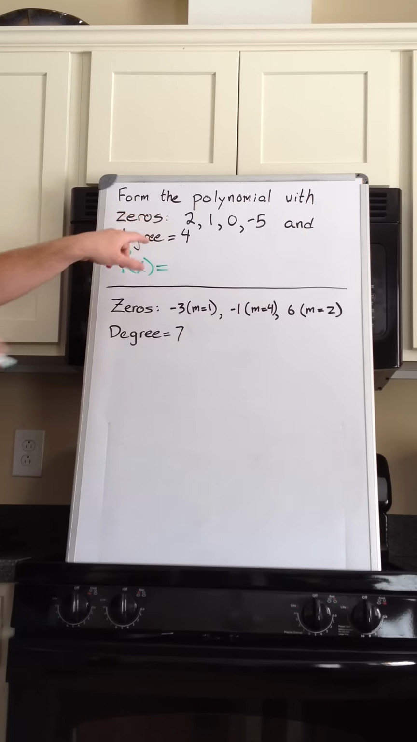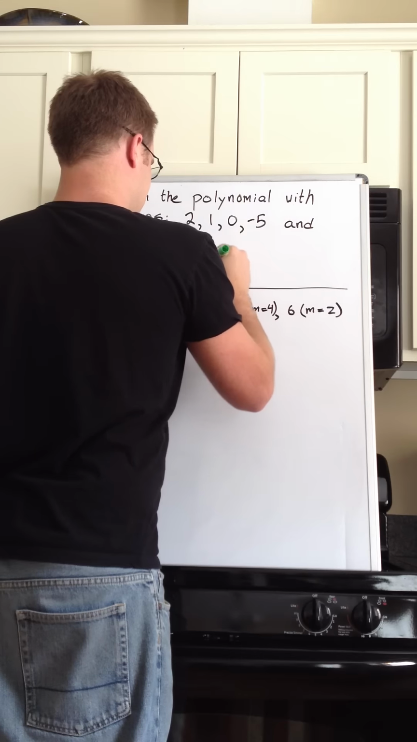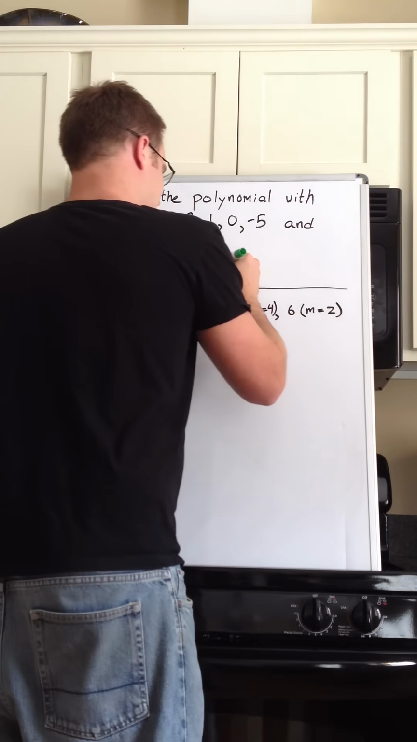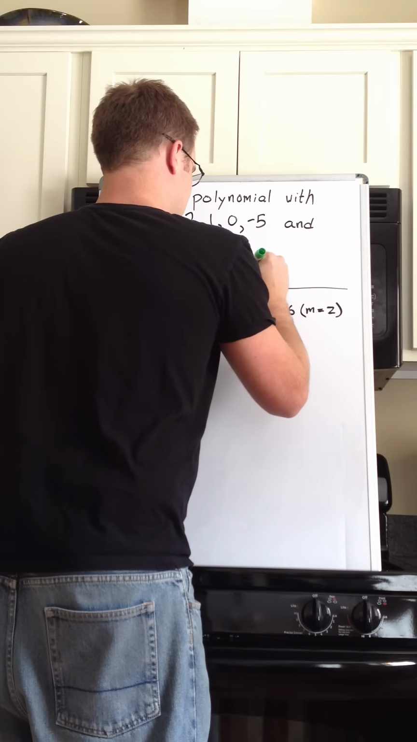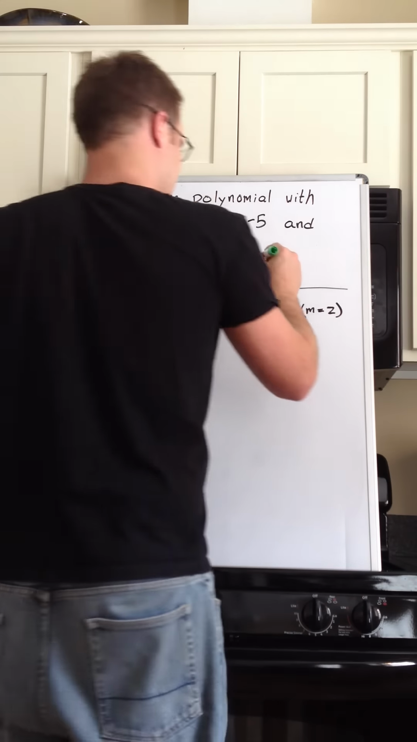So since we have a 0 at 2, we know that x minus 2 is a factor. I'm going to put x minus 2. We also know that x minus 1 is a factor. X minus 1. We know that x minus 0 is a factor, but we don't need to write minus 0 here. We can just put an x to simplify it.